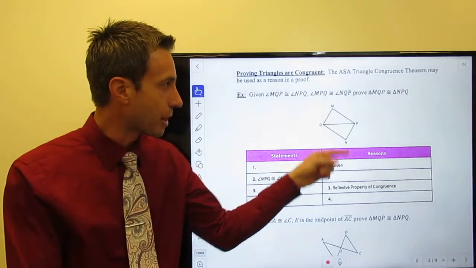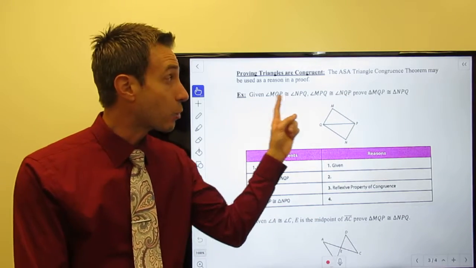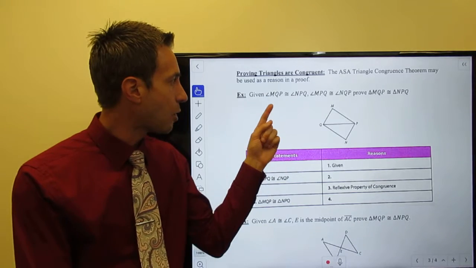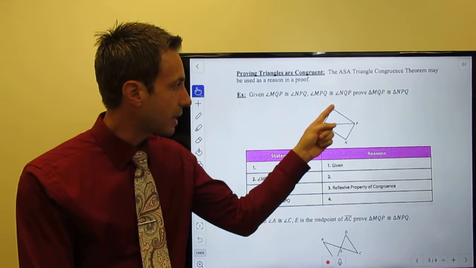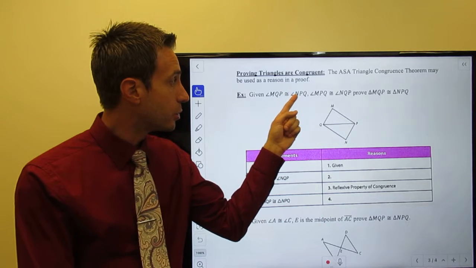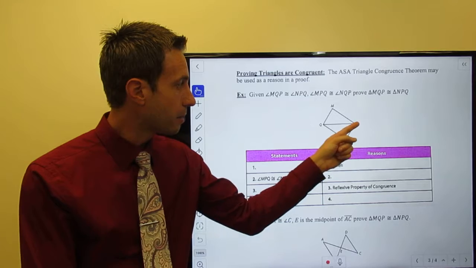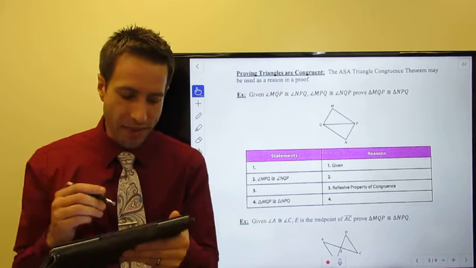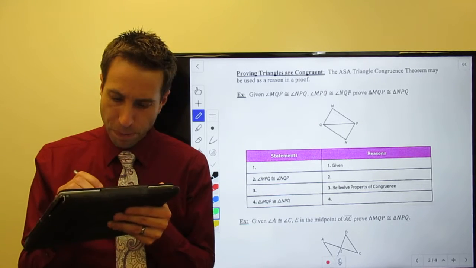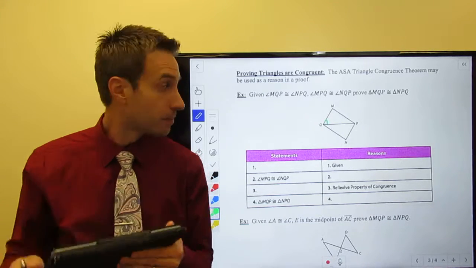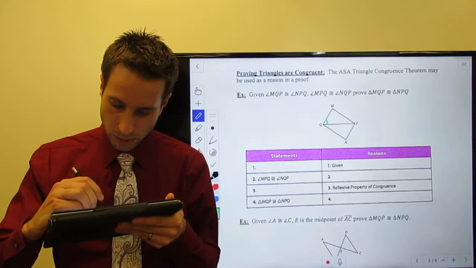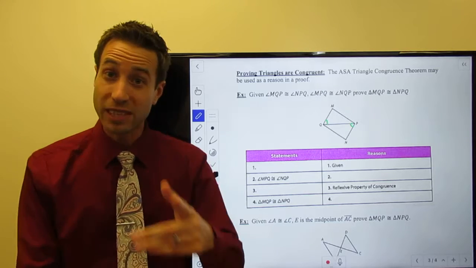I've been given this diagram right here. Let's take a look at what I've been given, and then we'll jump into the proof. Here's what they tell me. They tell me that angle MQP is congruent to NPQ. Let's draw that in my diagram so that I know those are congruent. MQP, that's this angle right there, is congruent to NPQ, this angle right there. All right, let's keep going.